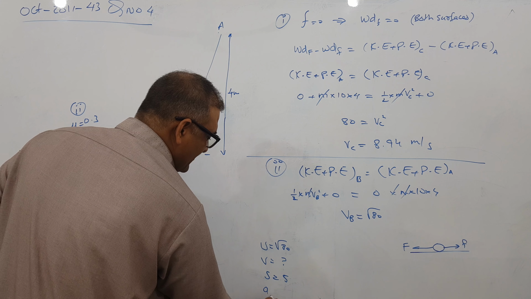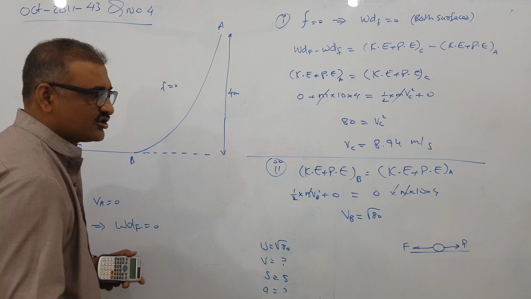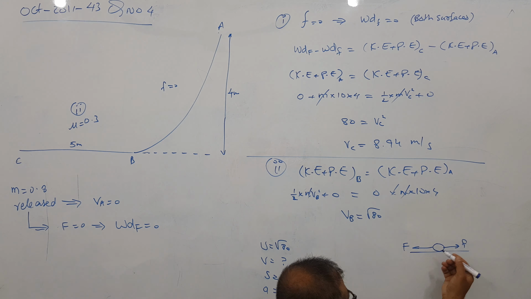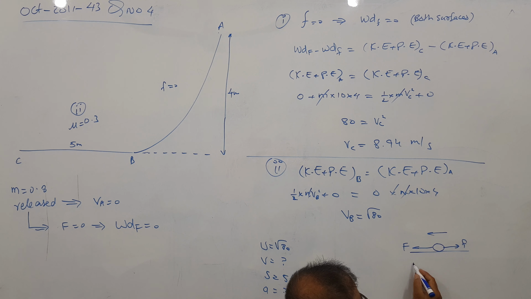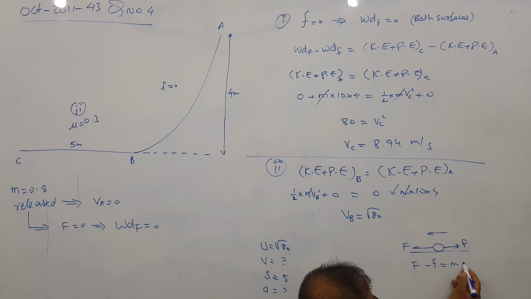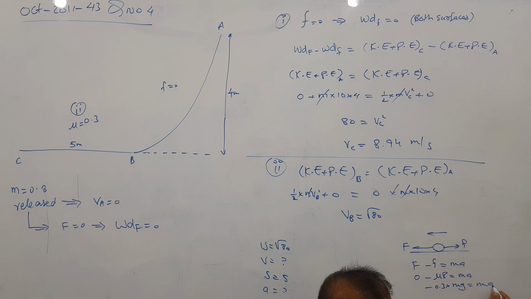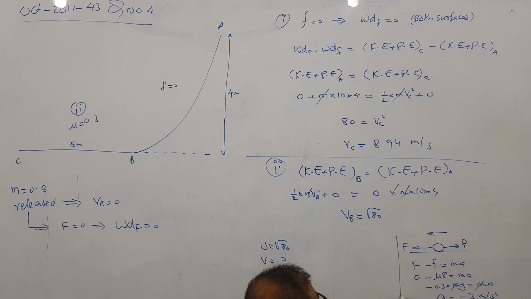Only one thing is left: if I get the acceleration, my question is finished. Because the system is moving this way, applied force minus friction force equals ma, but the applied force is 0. Friction force is mu R, and R is mg. So mu is 0.3, and mu mg equals ma. Mass and mass cancel, and the acceleration becomes negative 3 meters per second squared.